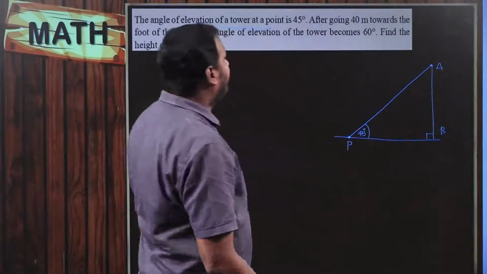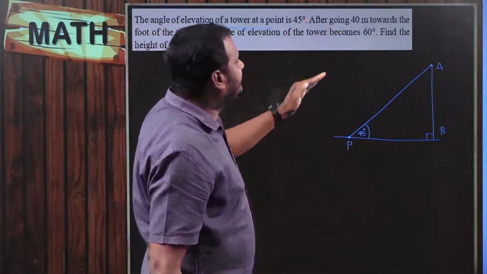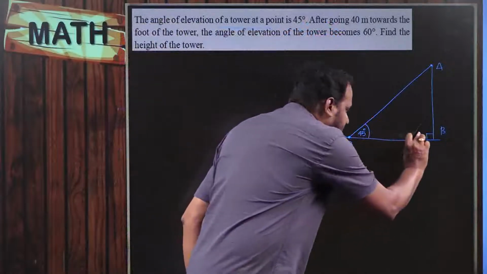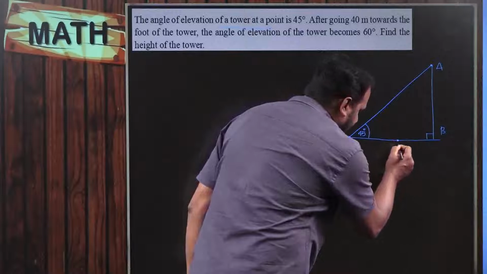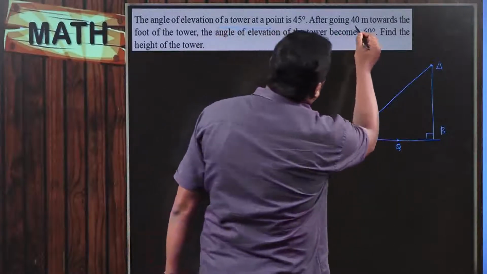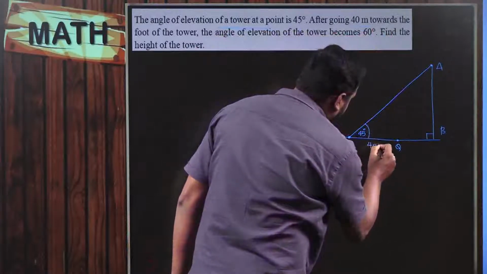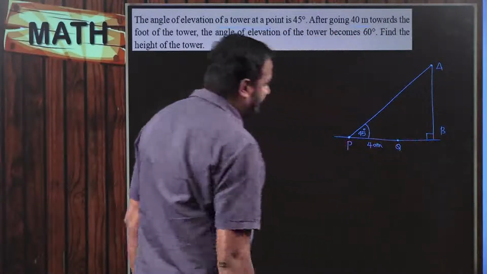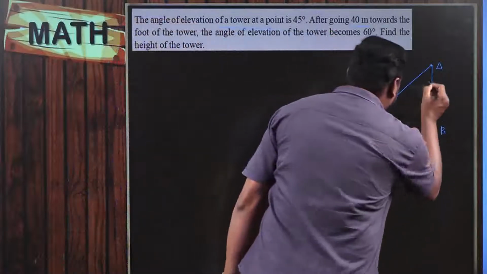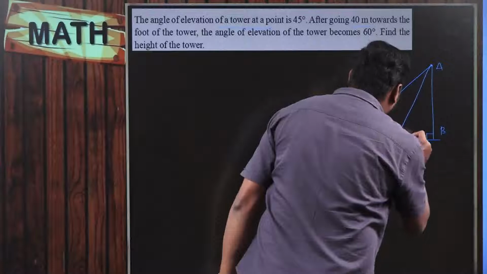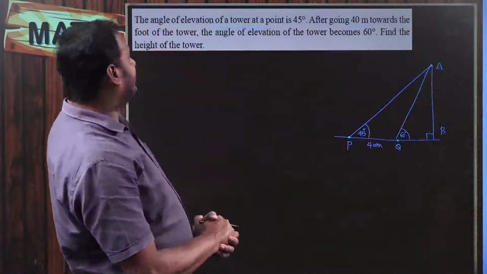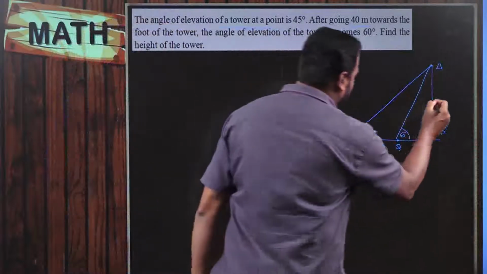Am I clear? And after going 40 meters towards the foot of the tower, so this is the foot of the tower, for example this is one more point. Let it be Q. Since you are moving 40 meters towards the foot of the tower, the angle of elevation changes to 60 degrees. So from here, the angle of elevation is going to be 60 degrees. Then what are you going to find? Find the height of the tower. This is what you have to find.